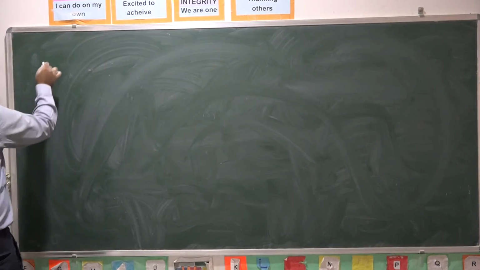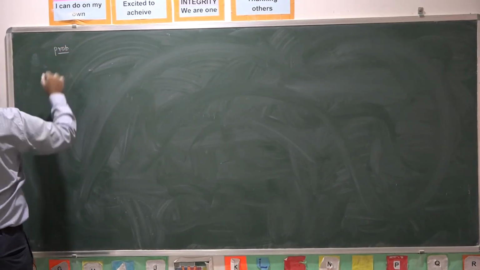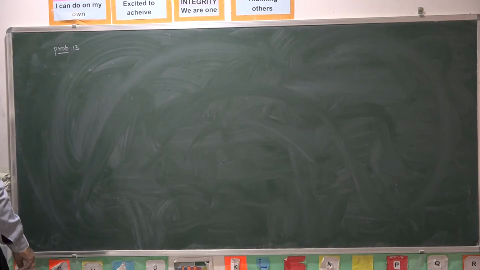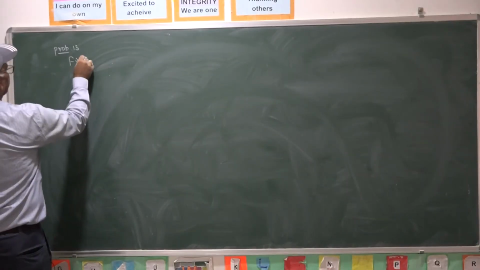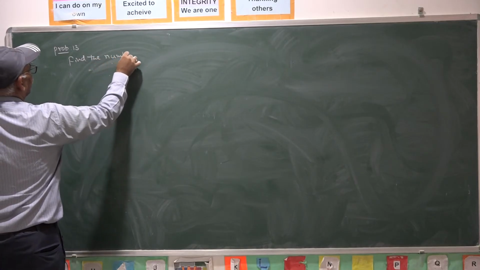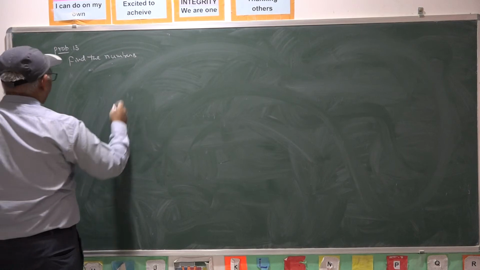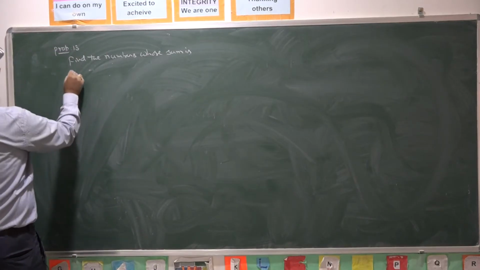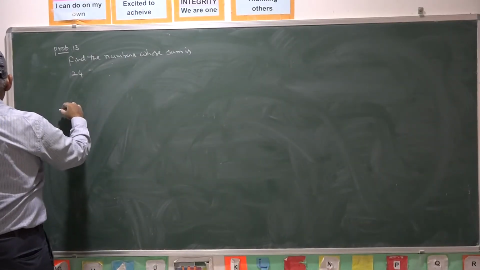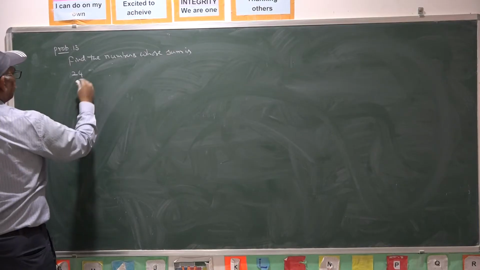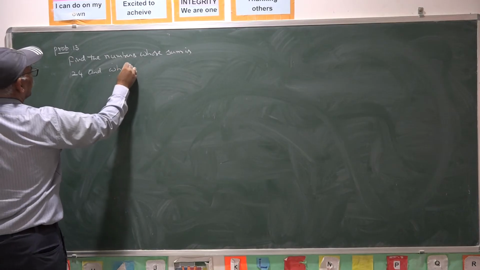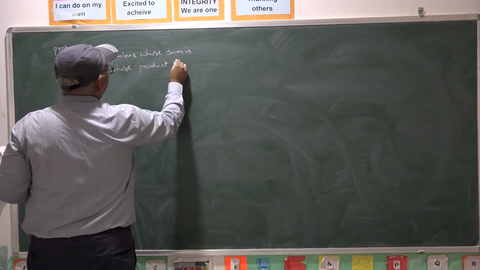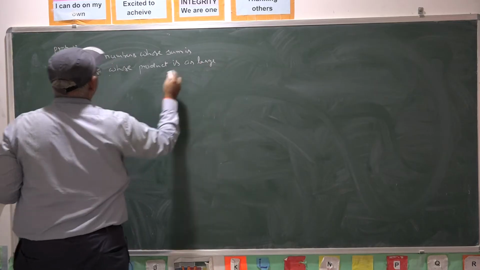Okay. Next problem, problem number 13. Find the numbers whose sum is 24 and whose product is maximum, whose product is as large as possible.